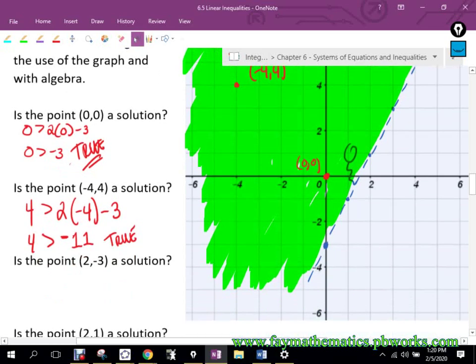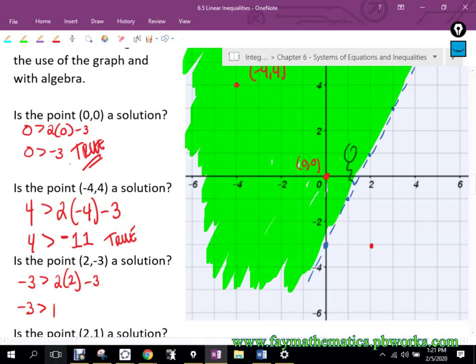Let's choose, now, 2, negative 3. 2, negative 3 would be right there, right? Is that in the green? No. So it shouldn't be a solution. So let's see what happens when we plug things in algebraically. We had negative 3 is our y value. Is that greater than 2 times 2 minus 3? So negative 3 greater than, what's 2 times 2 minus 3?